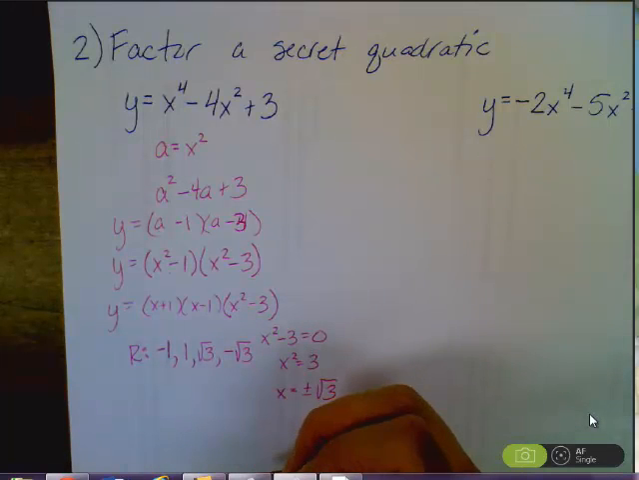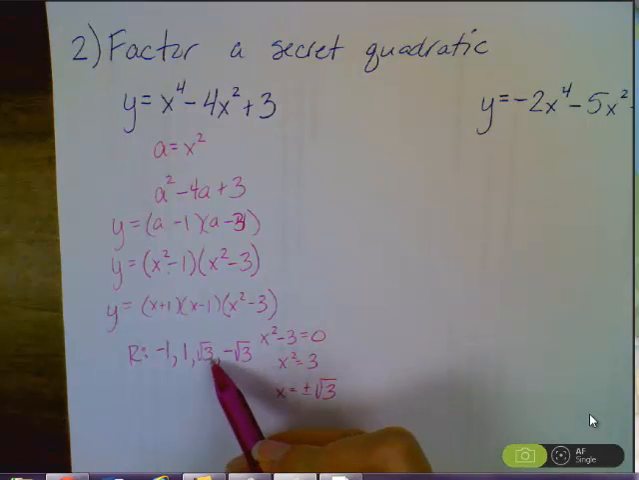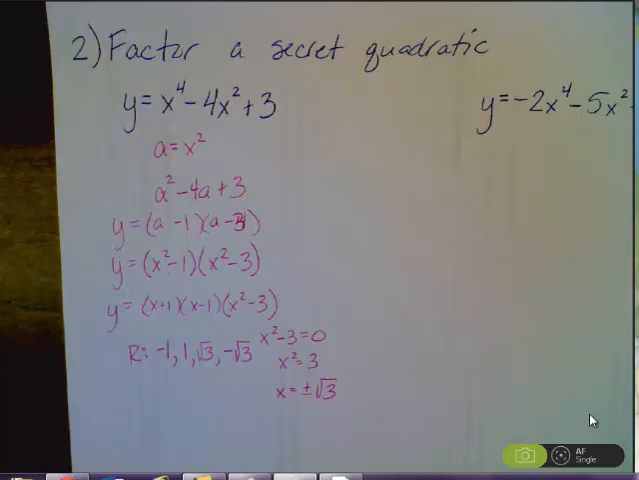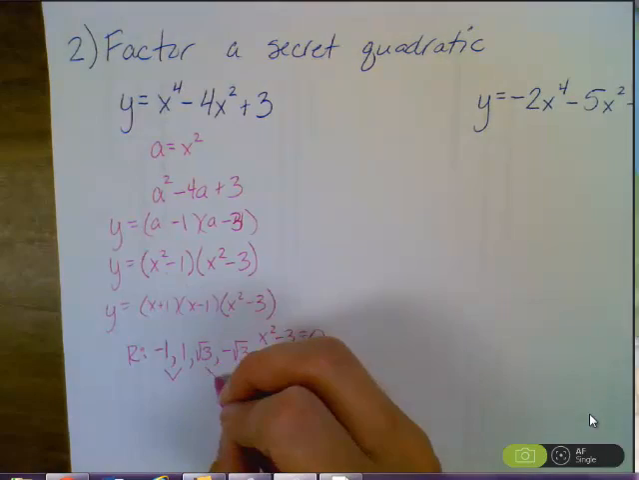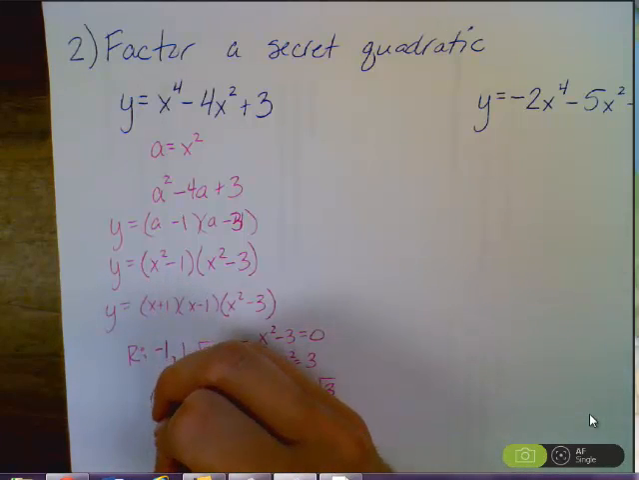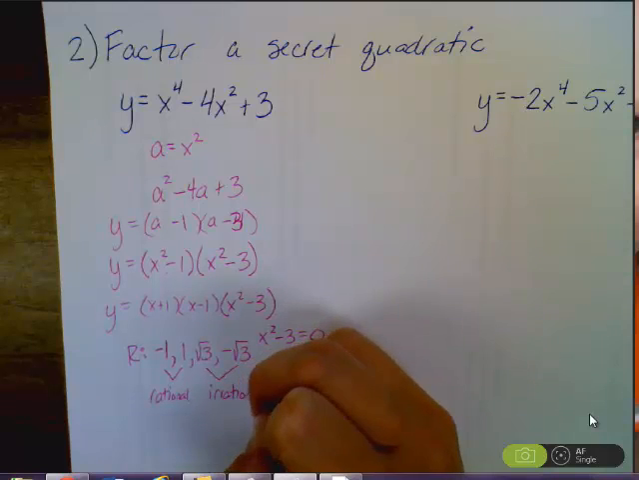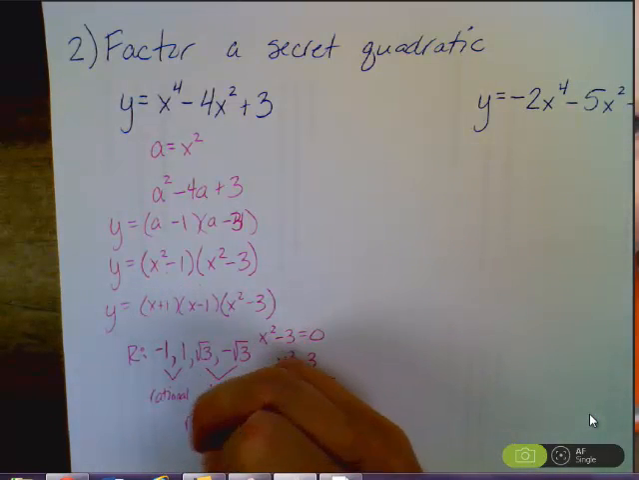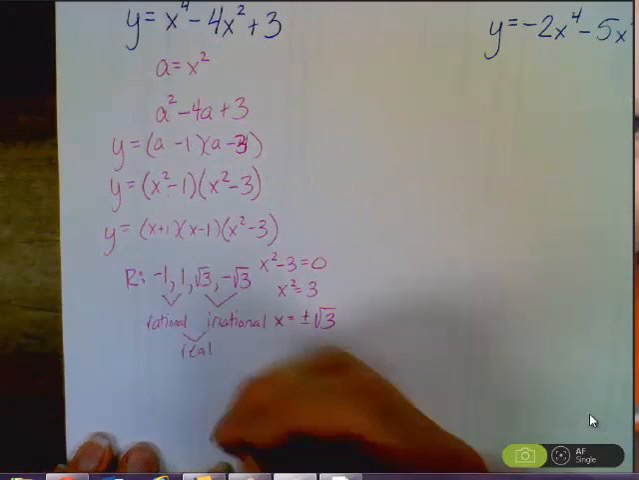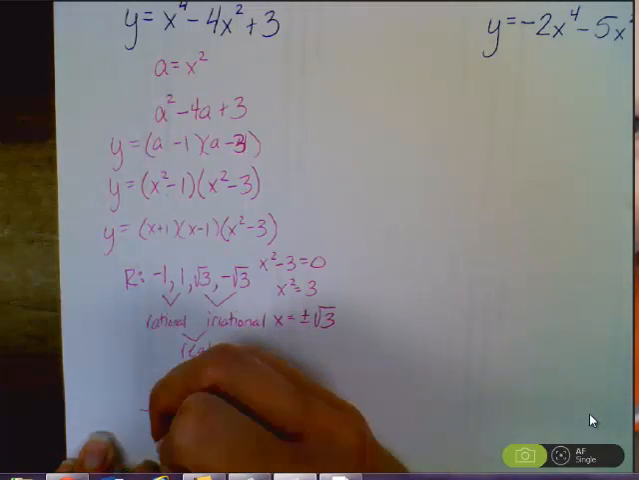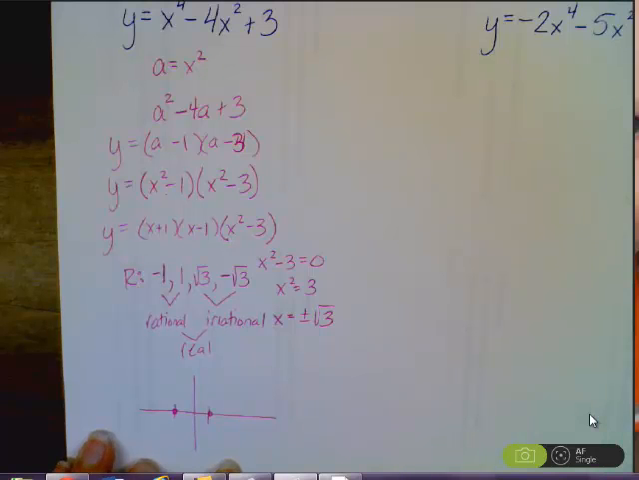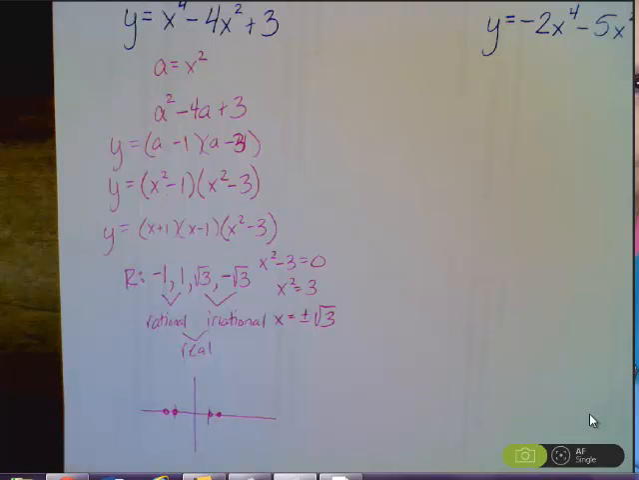If I wanted to graph this one, I could. These roots, although they are ugly, are still real roots. These are both nice numbers. We call those rational numbers. Square root of 3 is an irrational number, but all of them are real. So if I were to graph this polynomial, I could put a root at 1 and 1 at negative 1. And I know that the square root of 3 is somewhere between 1 and 2, because the square root of 4 is 2 and the square root of 1 is 1. So this is 1 point something and negative 1 point something.